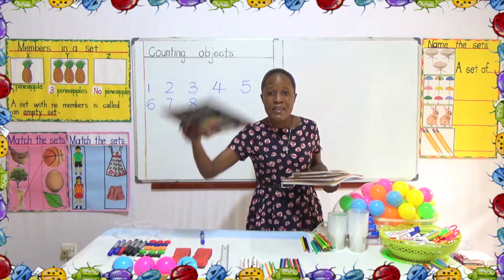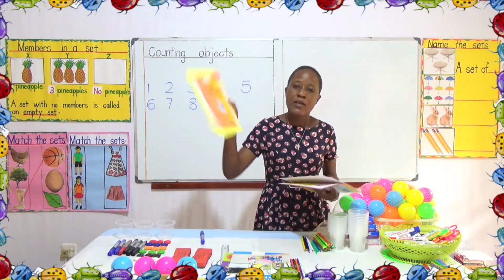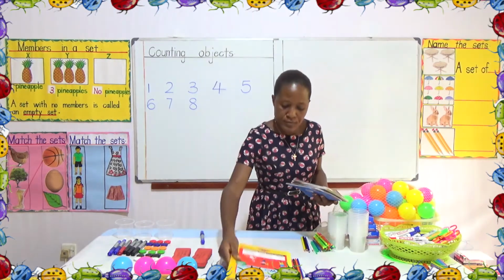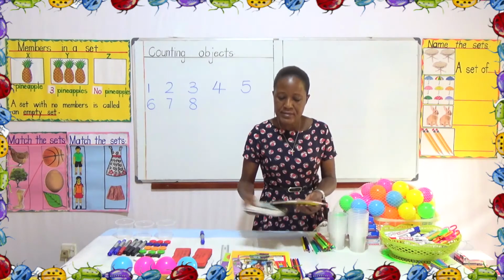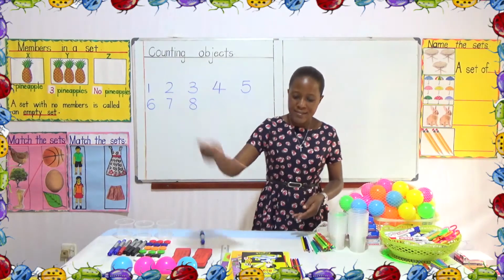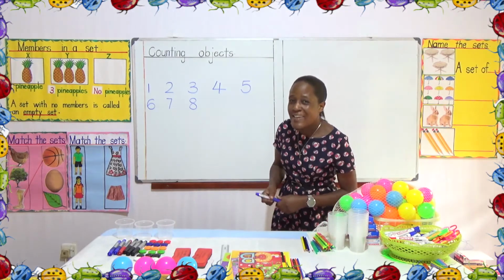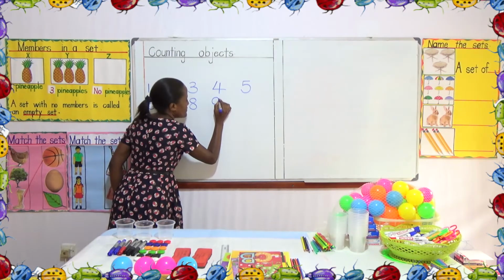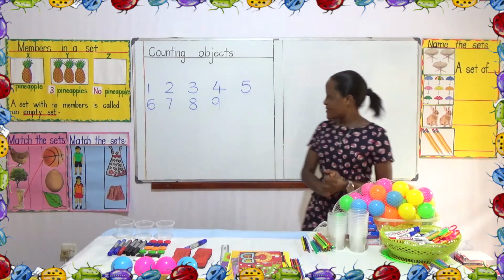Let's count together again. That is 1, 2, 3, 4, 5, 6, 7, 8, 9. They are 9 books. And how do we write 9? We write 9 just like this. That is number 9. Yes.